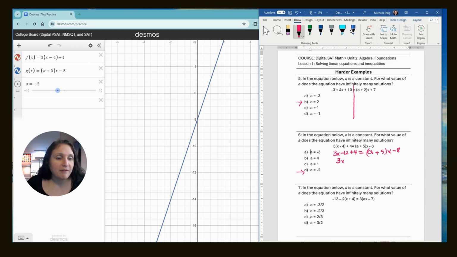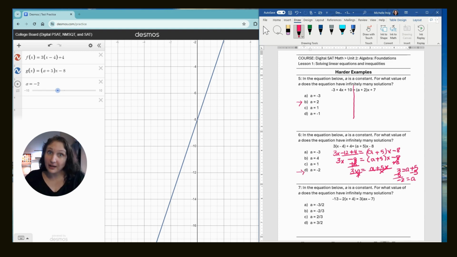Then we combine all the constants. So over here we have 3x, and this would combine to -8. I'm still going to leave the (a + 5) in parentheses. Now I'm going to add 8 to both sides, so this cancels. Now I've got 3x equals (a + 5)x. Now I'm going to divide both sides by x. So I'm left with 3 equals a plus 5. And then I'm going to subtract 5 from both sides to get -2 equals a.